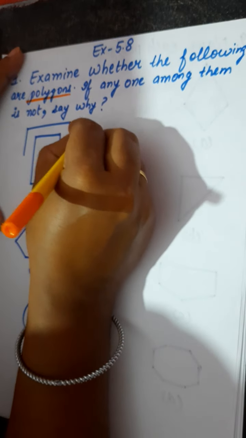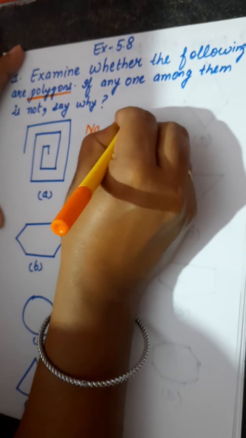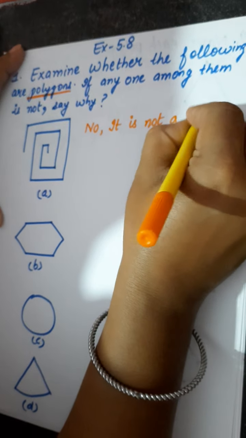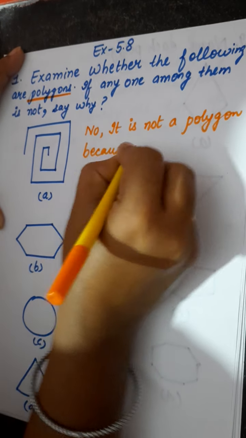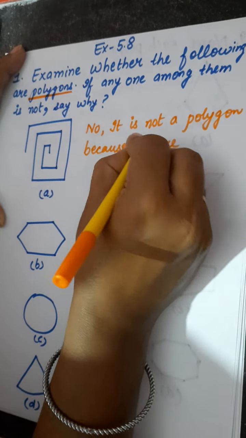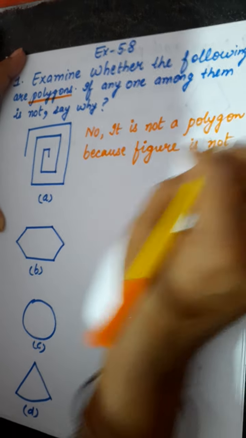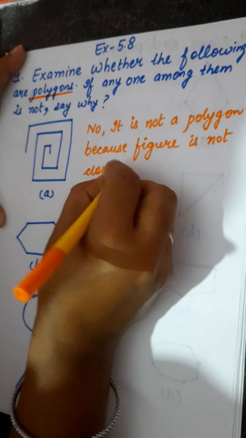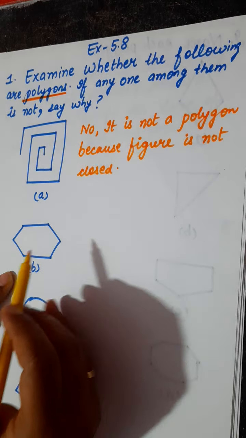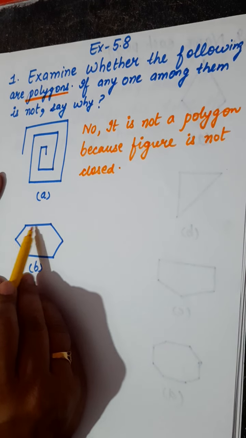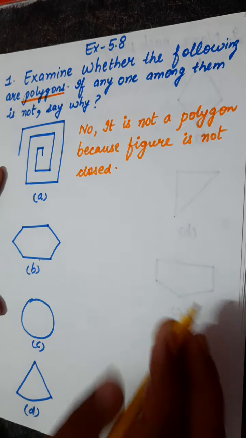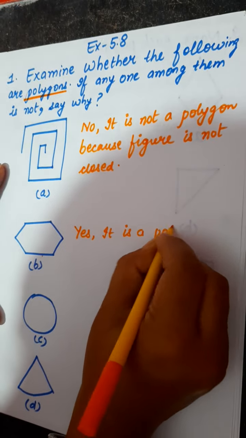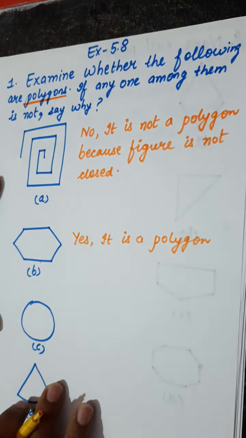So I will write no, it is not a polygon because the figure is not closed. Now second we have this figure. As this figure is made up of line segments, 1 2 3 4 5 6 line segments we have, and it is a closed figure, so we can say that yes, it is a polygon.